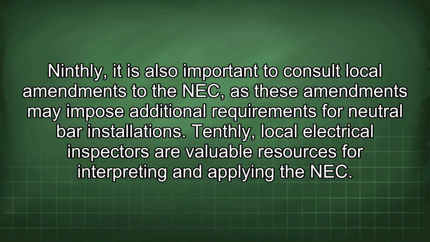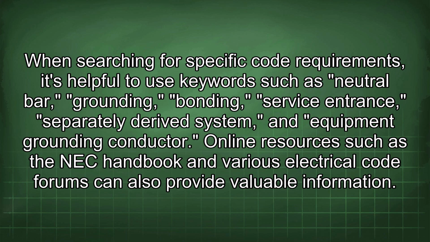Ninthly, it is also important to consult local amendments to the NEC, as these amendments may impose additional requirements for neutral bar installations. Tenthly, local electrical inspectors are valuable resources for interpreting and applying the NEC. When searching for specific code requirements, it's helpful to use keywords such as neutral bar, grounding, bonding, service entrance, separately derived system, and equipment grounding conductor. Online resources such as the NEC Handbook and various electrical code forums can also provide valuable information.